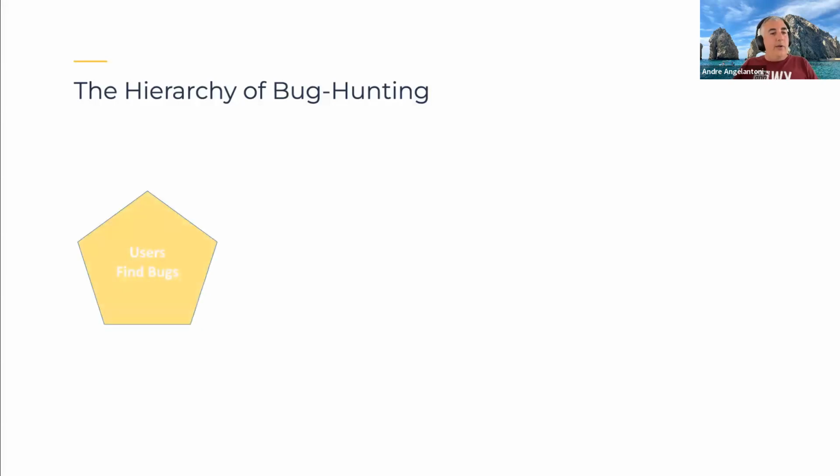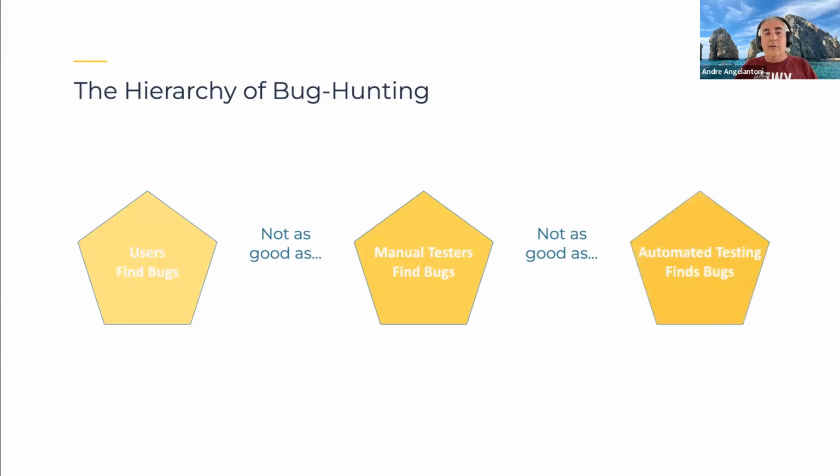Well, you can have users find your bugs. That's not nearly as good as having manual testers find the bugs. And that, of course, is not as good as automated testing finding the bugs. Now, in reality, what happens is the automated testing handles the most common sorts of situations, and you still need manual testers for exploratory bug hunting. They are going to know how to test things that are new, for one thing, or they're going to know how to look for edge cases.